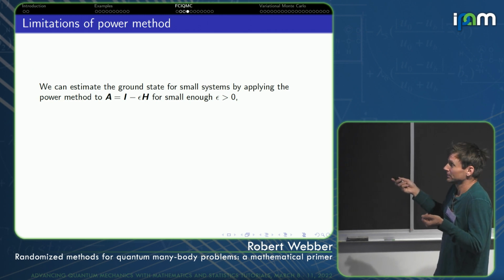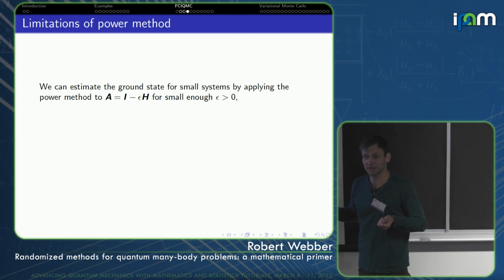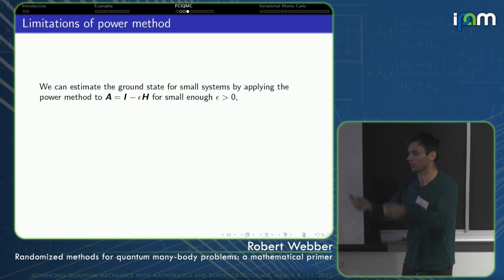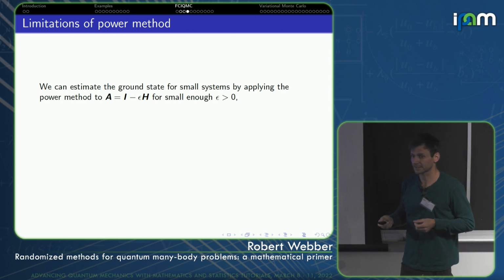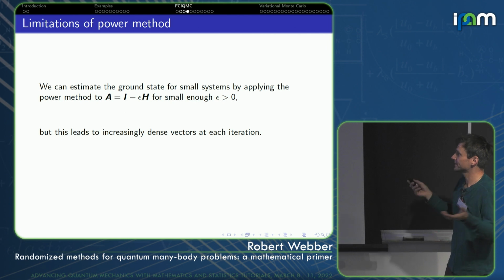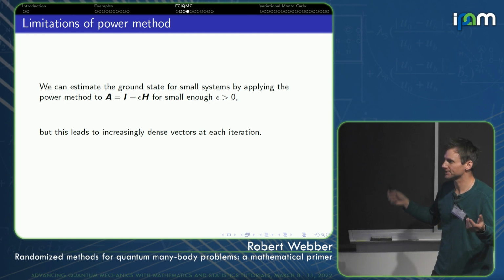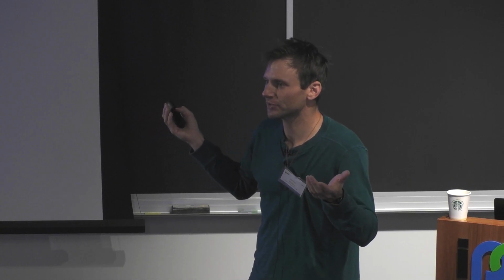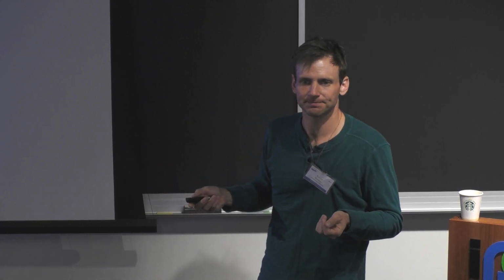Yeah, so you can use this for small systems. Apply the power method to A equals I minus epsilon h for small enough epsilon. And you need small enough epsilon so you're sure that your ground state eigenvalue becomes the biggest magnitude eigenvalue of A. That's what you need. But the problem when you try to extend this to bigger systems is the power method is going to densify fast, right? You start with maybe a sparse iterate, but then it's like, okay, now there's n squared m squared non-zero entries. Now it's n to the fourth, m to the fourth, n to the sixth, m to the sixth, and so on. I mean, it gets really dense.